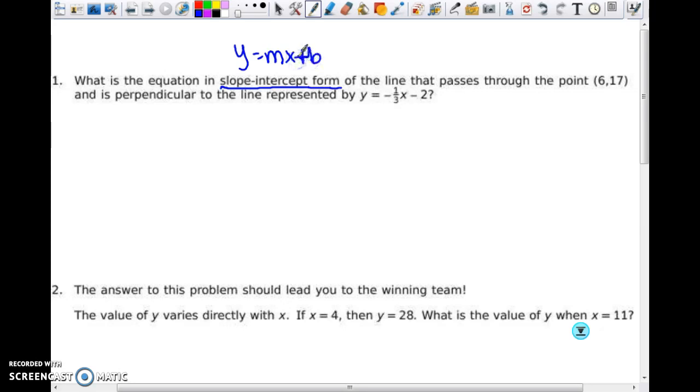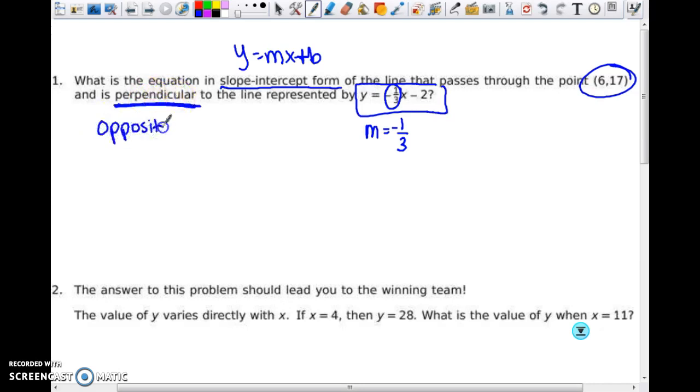Right? Of a line that passes through the point 6, 17 and is perpendicular to the line represented by y equals 1/3 x minus 2. Remember, when the y is alone, the number with the x is always the slope. So this slope is negative 1/3. Okay? When I'm perpendicular, I need to be the opposite reciprocal. Remember, that means change the sign, flip the number.